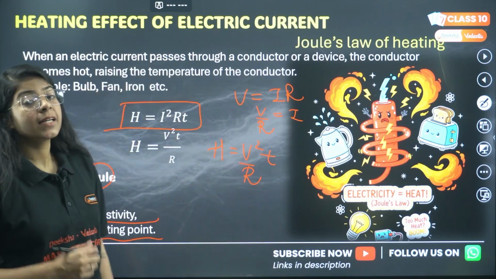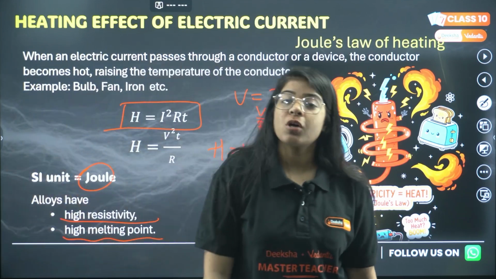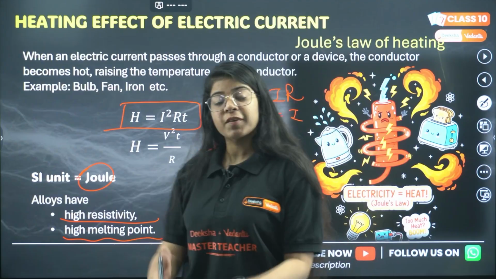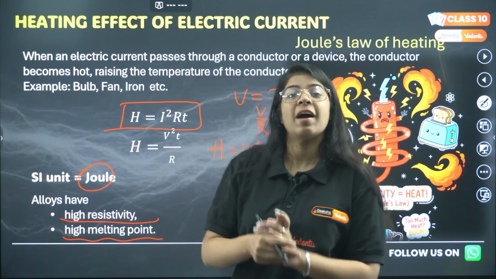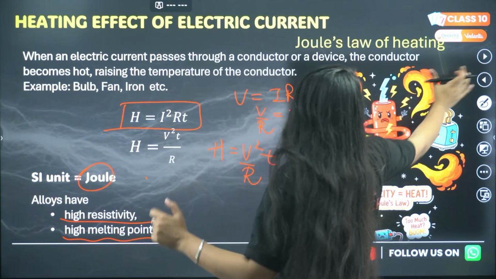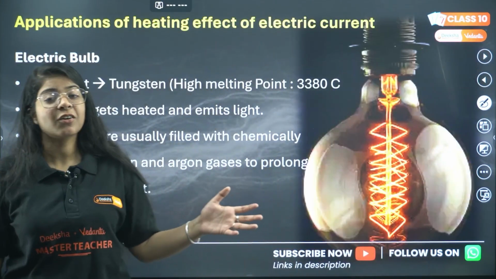So in certain materials where we need the application for this, we use alloys because they have high melting point. So even if a lot of current passes through it, they don't melt. Very good. I was talking about the applications of the heating effect of current.